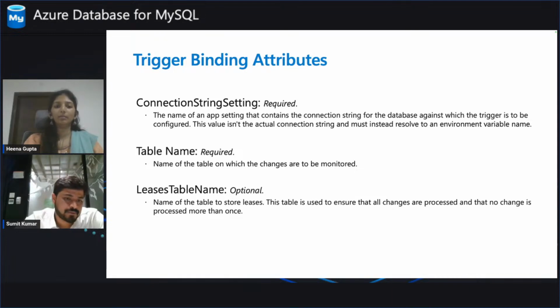Then is the table name. This is the table name on which the changes are to be monitored, or on which we want to configure the trigger. Next is the lease table name. It is an optional attribute. This table is used to store the leases, just to ensure that all the changes are processed only once and not more than once.